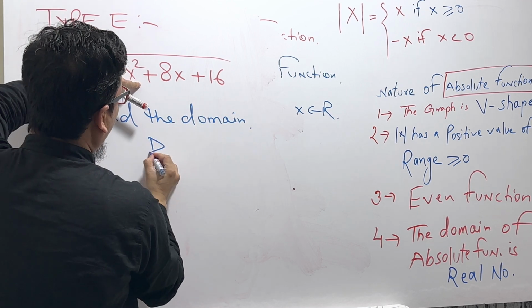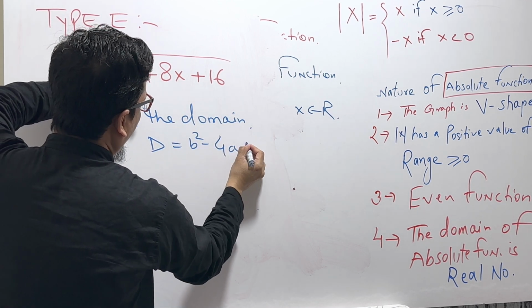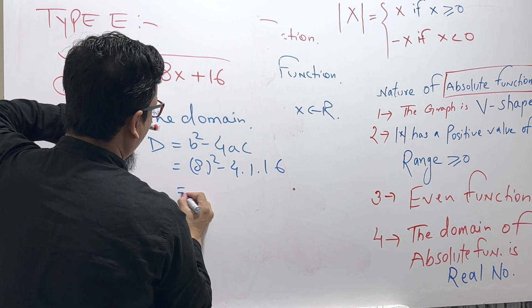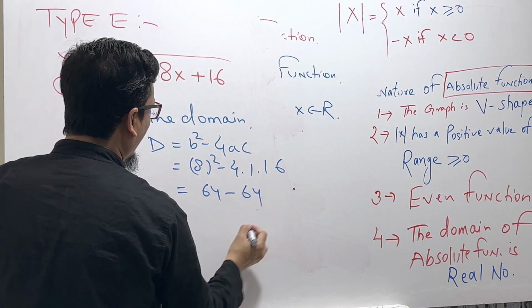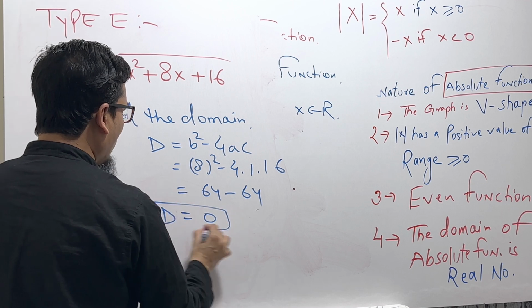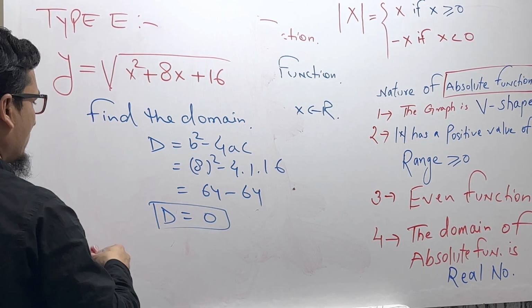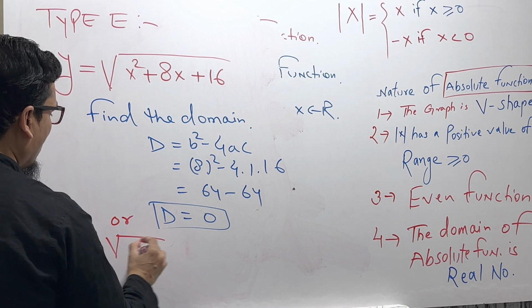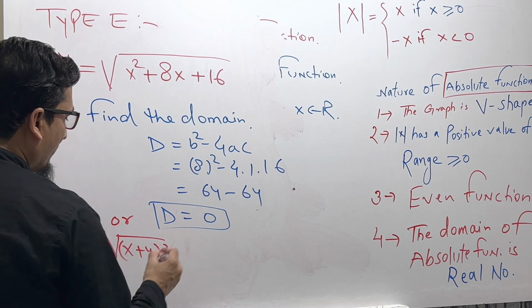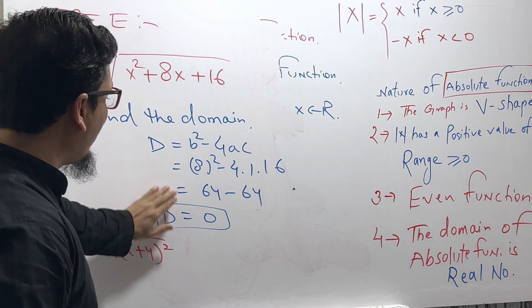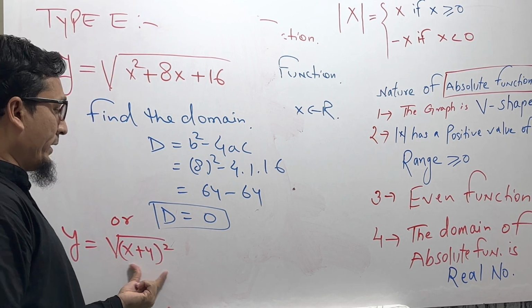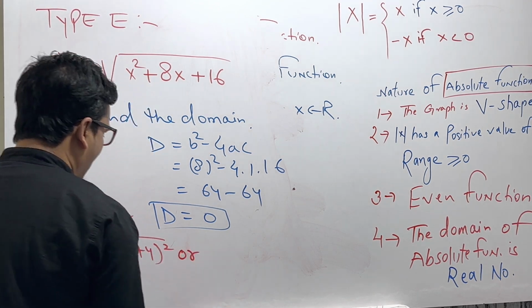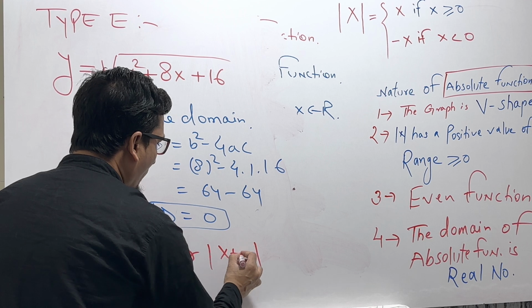See, here the discriminant means b square minus 4ac. Okay, b is 8, whole square, minus 4, a is 1, and this is 16. 8 squared is 64, 16 multiplied by 4 is 64, and this is 0, right? So D is equal to 0 means this quadratic can be written as x plus 4 whole square. Okay, means when D is 0, this equation can be written as this one, right? And as I told you about the modulus function, this graph is the same as the modulus of x plus 4.